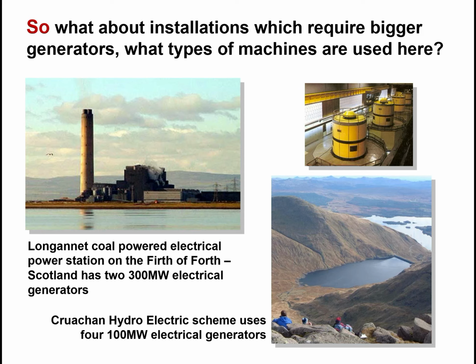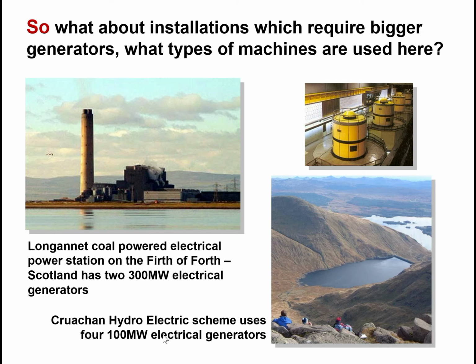There are some installations that require big generators, and one of them is the Longannet coal-powered electrical power station on the Firth of Forth in Scotland. It has two 300 megawatt electrical generators. This station is the third largest power station in Europe and the location for the UK's first carbon capture plant attached to a working coal-fired power station.